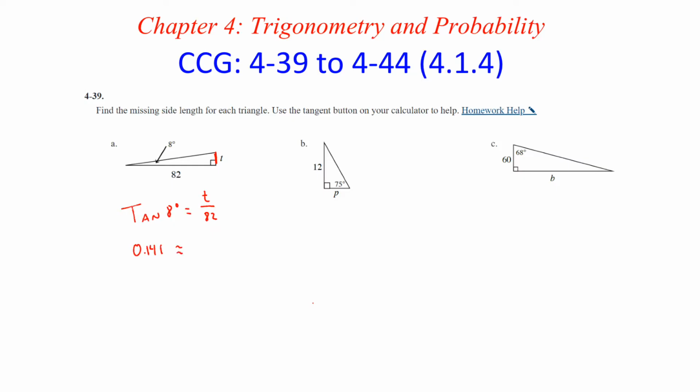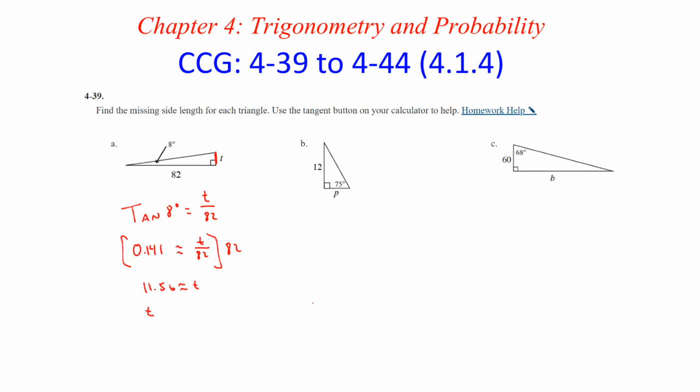and so that's approximately. Then we can multiply both sides by 82, and so when you take that times 82, you get an approximation of 11.56. So t is approximately 11.56.